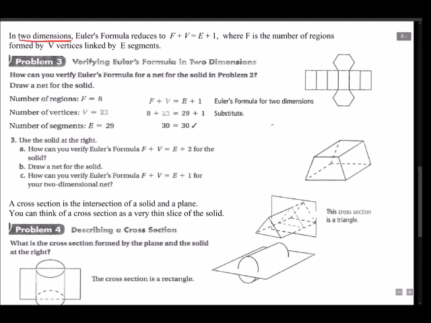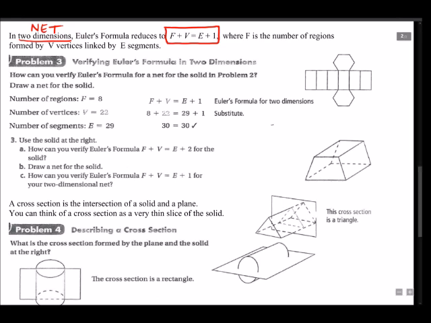In 2 dimensions, that means we're using a net, Euler's formula changes. So if we're counting faces and vertices and edges on a net, we use faces plus vertices equals edges plus 1. Now the reason for this is when we unfold our figure, some of our vertices and edges are going to get counted multiple times. So let's take a look at how this works here.